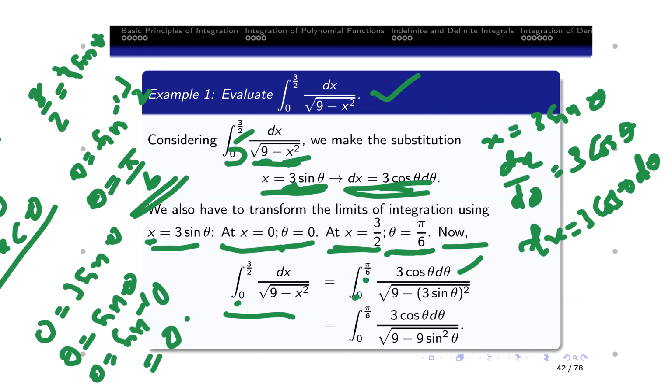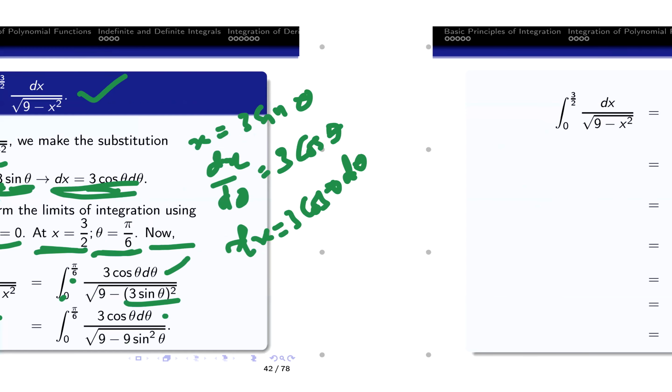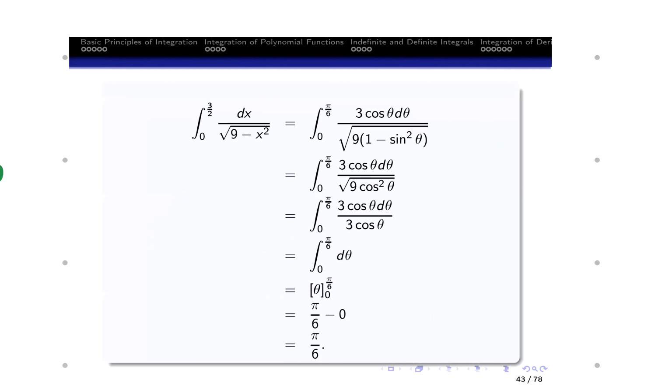Then you can begin to tidy these things up. You have 3 cos theta d theta here. Squaring, 3 squared is 9, and sine theta squared is sine squared theta. So again, you had 9 minus 9 sine squared theta. You can factorize 9, so you have 9 into 1 minus sine squared theta, and you have 3 cos theta d theta.